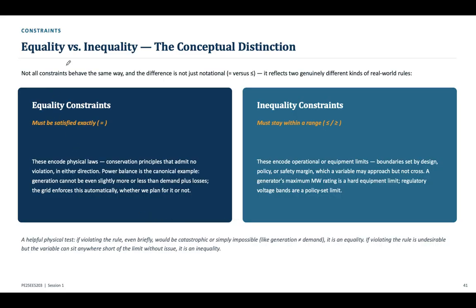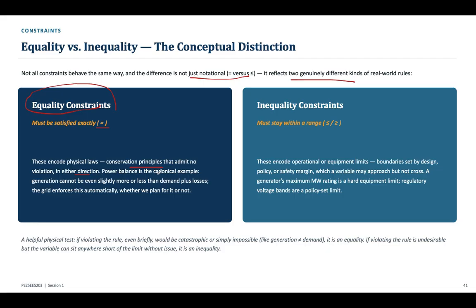Well, looking into equality and inequality, the conceptual distinctions are that not all constraints behave the same way, and the difference is not just notational. You can see that "equal to" versus "less than or equal to" reflects two genuinely different kinds of real-world rules. Equality constraints must be satisfied exactly. These encode physical law, like conservation principles that admit no violation in either direction.